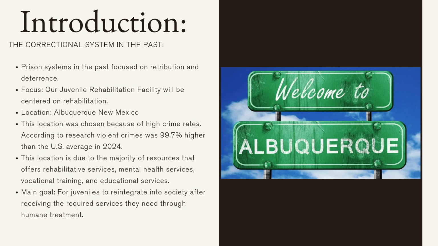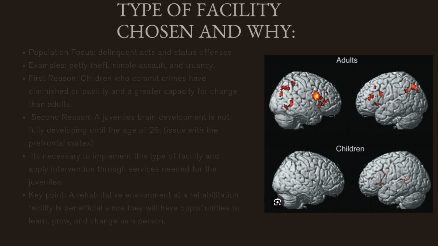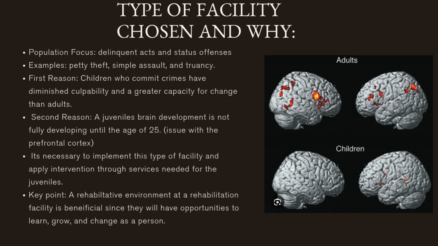Overall, our main goal with the inclusion of the design and research would be for juveniles to reintegrate into society after receiving the required services they need and provide it through humane treatment, since in history there has been more punishment rather than rehabilitation. As a whole, rehabilitation and staff intervention are the key contributors to the design and how the facility will operate.